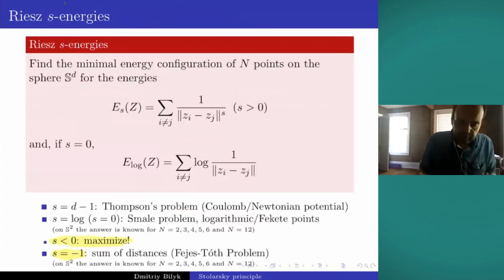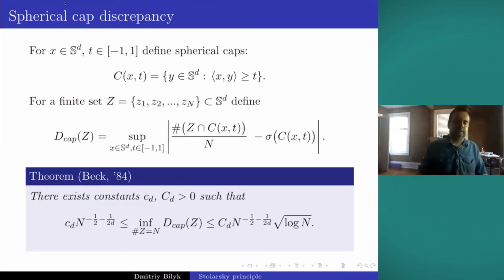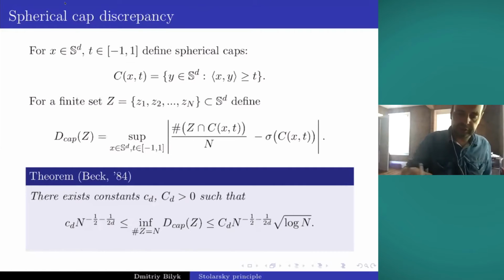Okay. Well, there is another way to measure equidistribution, and that's discrepancy. Okay, and here I will present the so-called spherical cap discrepancy. So you start with a collection of sets. So this will be the so-called spherical caps.